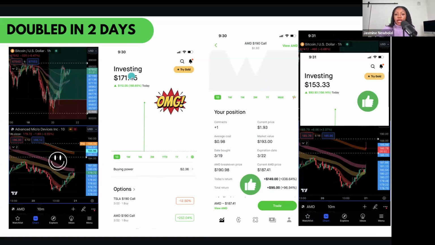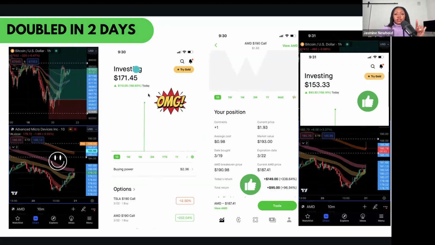So instead of my account being closed out at this lovely 188%, I ended up getting it closed out at this 158%. Still amazing returns on a small account.